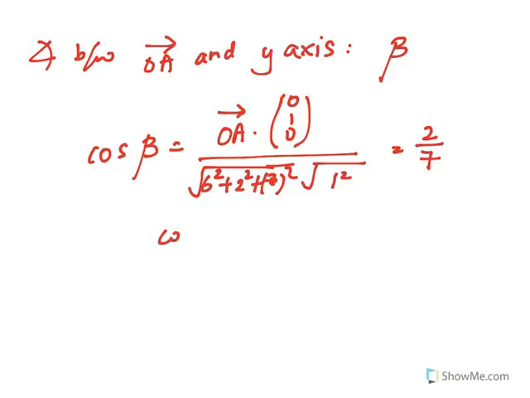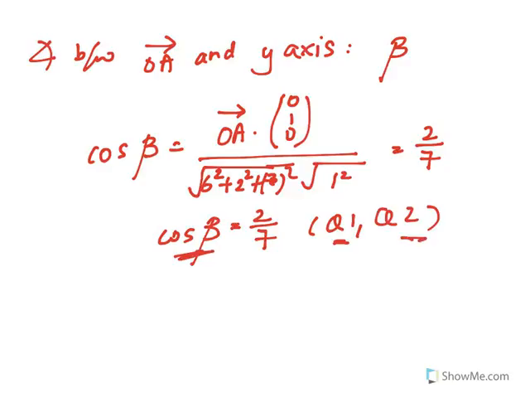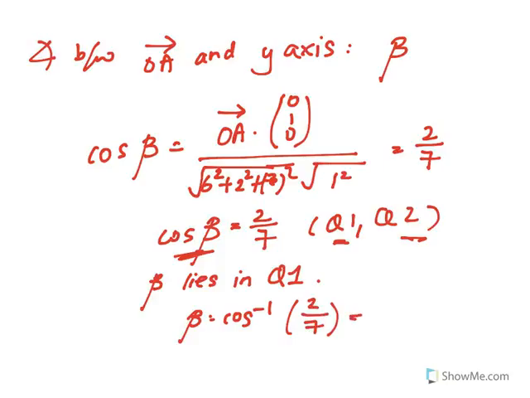Again, beta, the angle between two vectors, is a non-reflex angle, meaning it can only be in quadrant 1 or quadrant 2. Since cosine is positive, it can only be the first quadrant. So beta lies in quadrant 1, and beta is just cosine inverse of 2 over 7, which gives you 73.4 degrees.